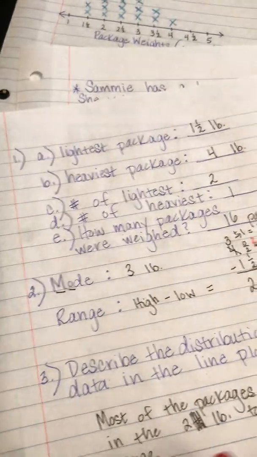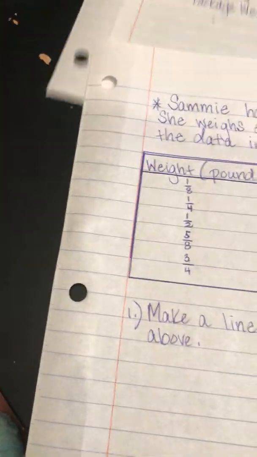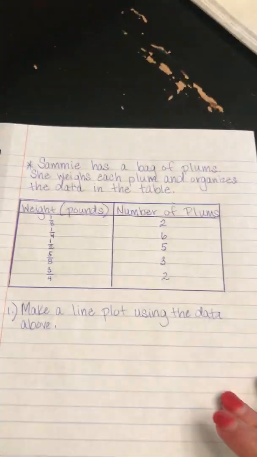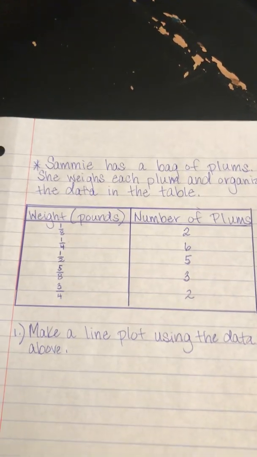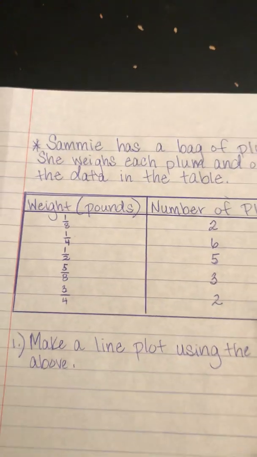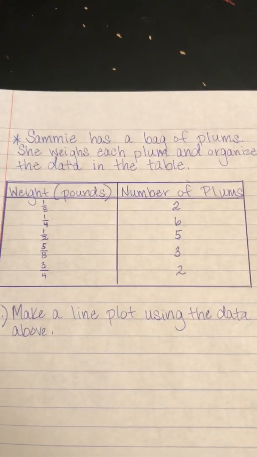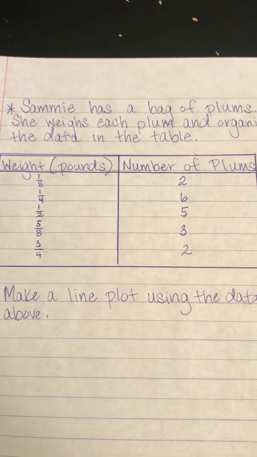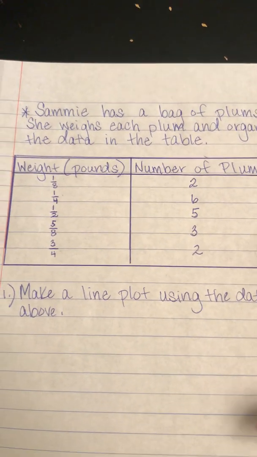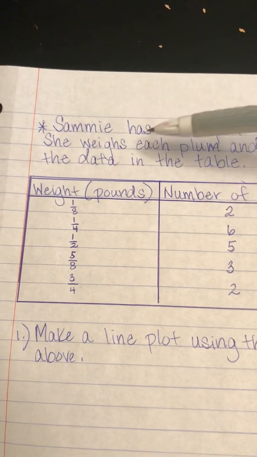Now, let's take a look at our next problem. We're going to move on to a situation that involves plums. So it says, Sammy has a bag of plums. She weighs each plum and organizes the data in the table. So this is not raw data here. This is organized data, okay? So she has some different weights here.